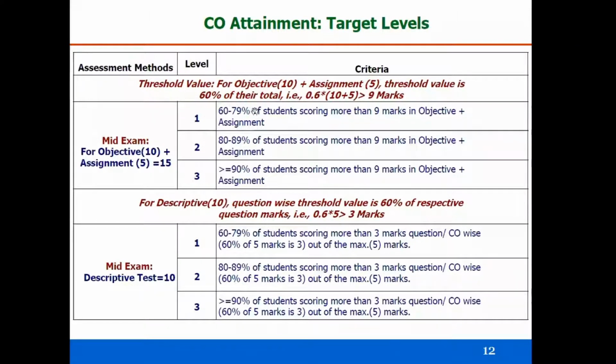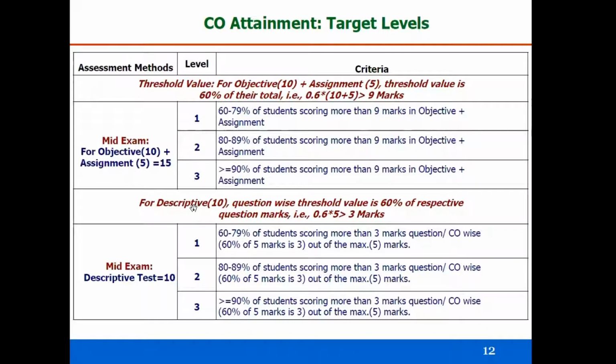If 60 to 79% of students score more than 9 marks together in objective plus assignment, then you can make it level 1. Minimum we have taken 60. Then 80 to 89%, whoever secured more than 9 marks together in objective plus assignment, that is level 2. Then 90 and above, here we set it as level 3. These levels are also based on your subject, whether it is easy, difficult or moderate. Based on that, you can fix the target levels.